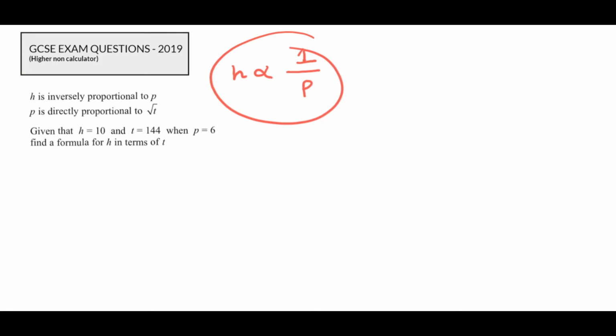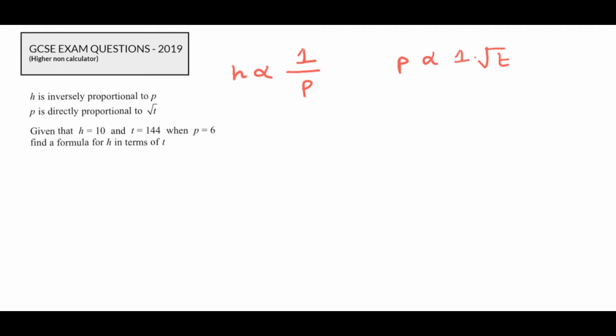Okay, now let's look at P is directly proportional to root T. So you're going to put P is directly proportional. Now remember what I told you, directly proportional is a multiplication thing. So you're going to put 1. And instead of division, you're going to put multiplication. Okay, and you're going to multiply it by root T.